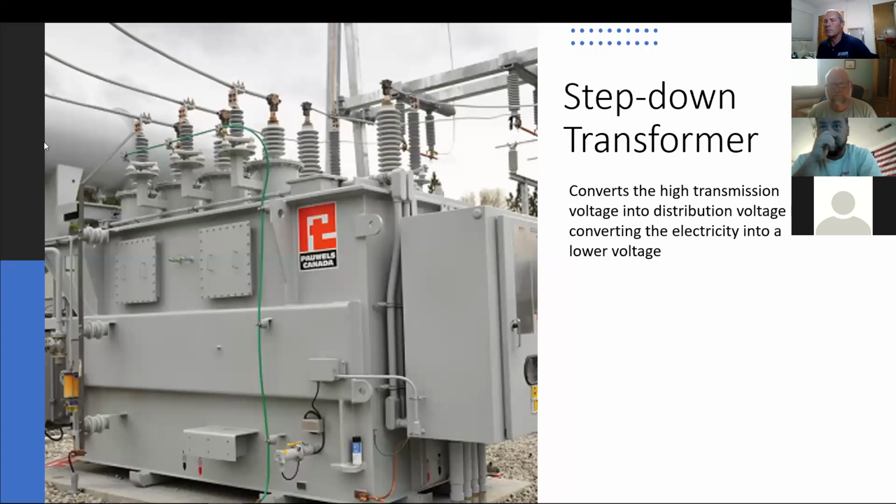Then a step-down transformer converts the high transmission voltage into distribution voltage by converting the electricity into a lower voltage that's safe for a residential area. Kind of tough on this one, but it is a step-down transformer. The bushing size on this side is almost the same as the bushing size on this side, but it's about half.